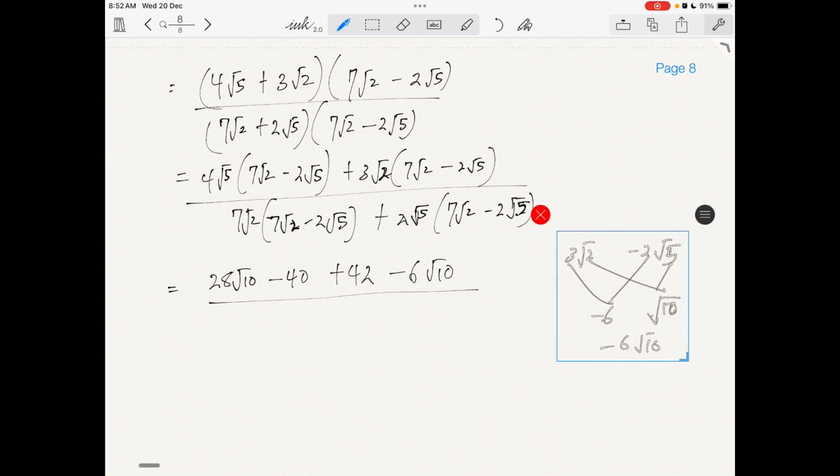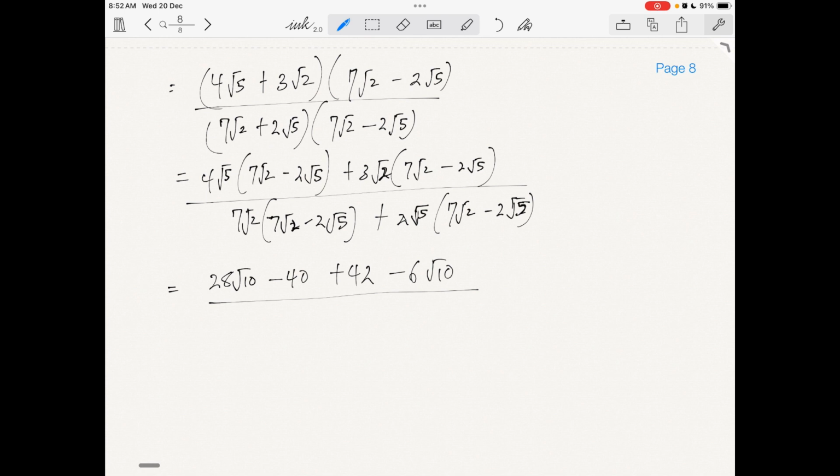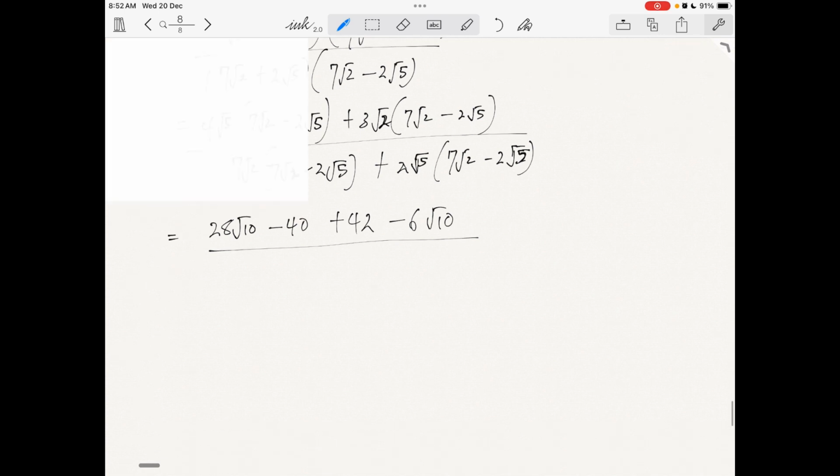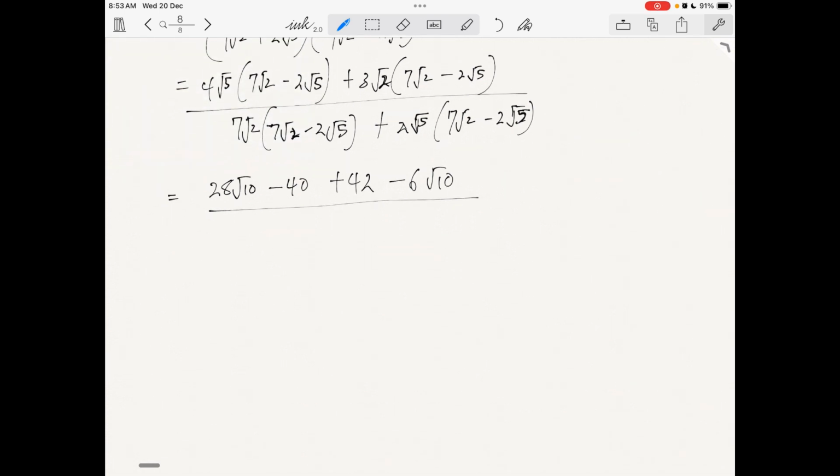Now for the conjugate, for the denominator. These two give 7 root 2 squared, and that will give me 7 squared multiplied by root 2 squared, in laws of indices. That's 49 multiplied by 2, and that will give me 98.